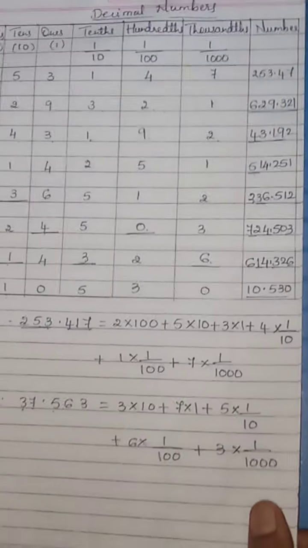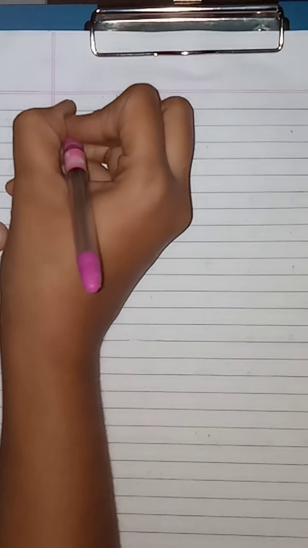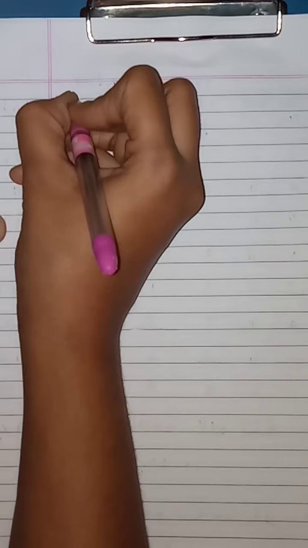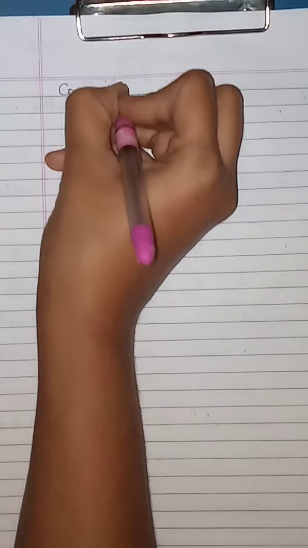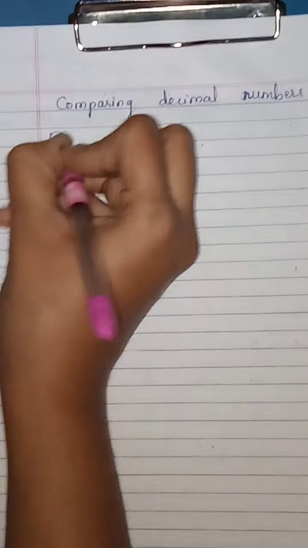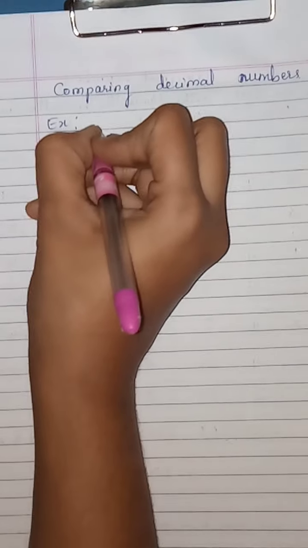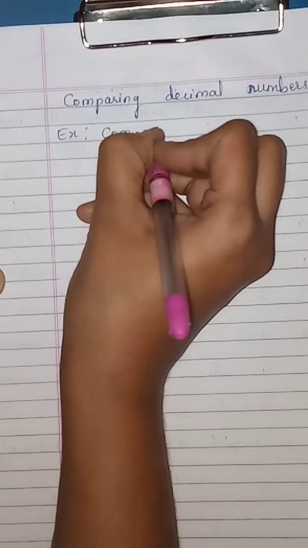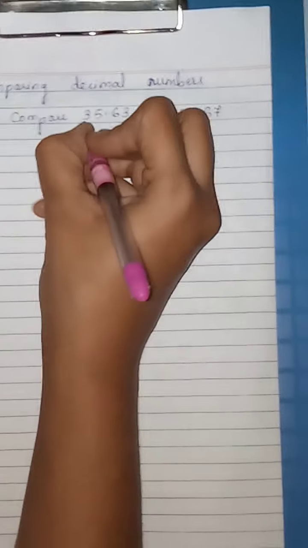Next children, we will study about comparing decimal numbers. Take one example here. Compare 35.63 and 35.67. Here first compare the whole number part.